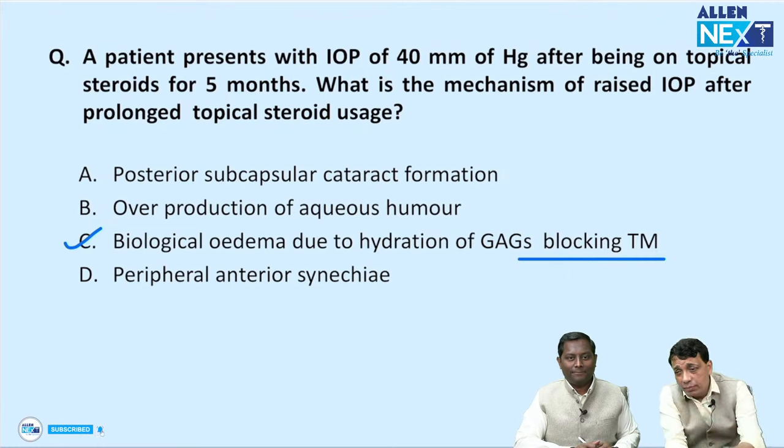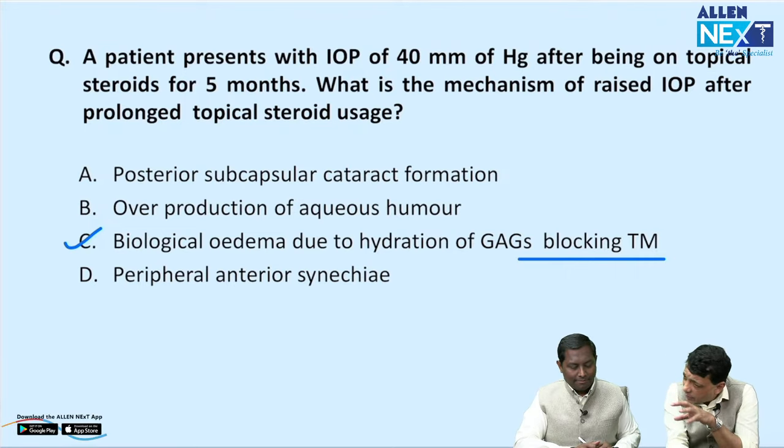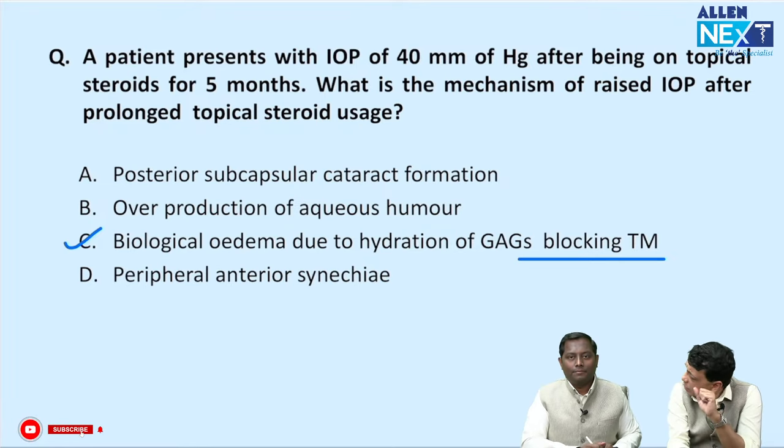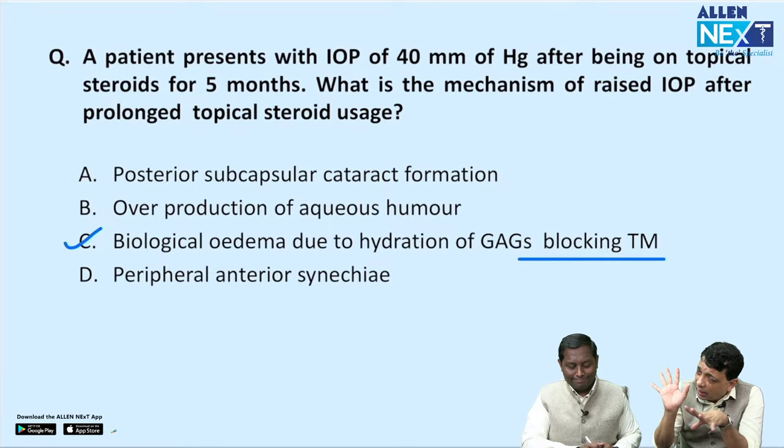So we have these children who come to us. These are often patients of spring catarrh or vernal catarrh. These are kids from 4-5 years onwards. They have very severe spring catarrh allergy, rubbing their eyes. So we give them steroids for 1 week. And that's okay, we know that steroids will reduce the allergy immediately. They're very unhappy people.